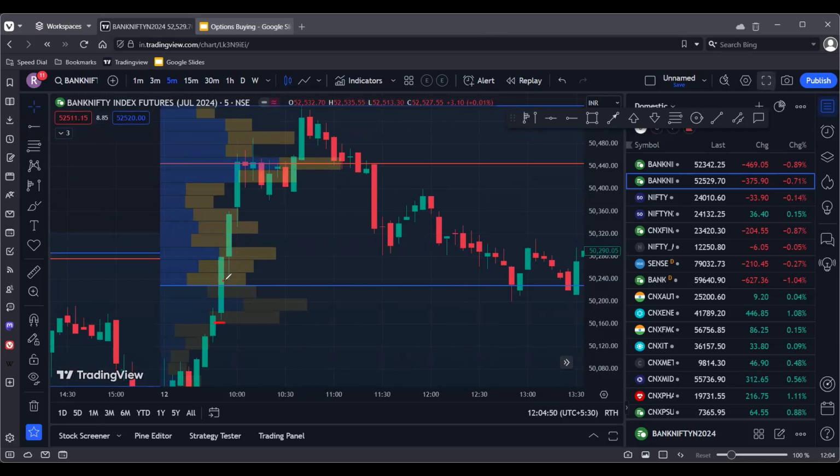This is your trailing stop loss. Now this is your trailing stop loss.